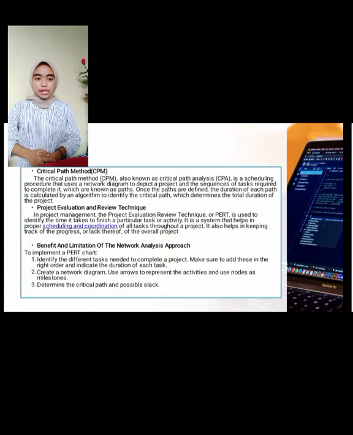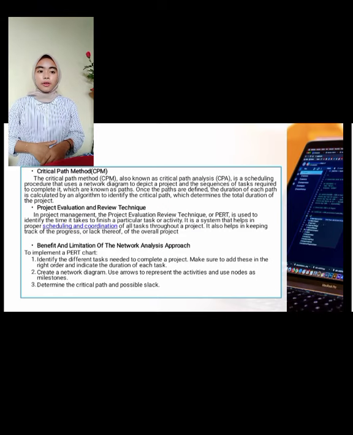Okay, the second, critical path method or CPM. The critical path method, CPM, also known as critical path analysis (CPA), is a scheduling procedure that uses a network diagram that depicts a project and the sequence of the tasks required to complete it, which are known as paths. Once the paths are defined, the duration of each path is calculated by an algorithm to identify the critical path, which determines the total duration of the project.